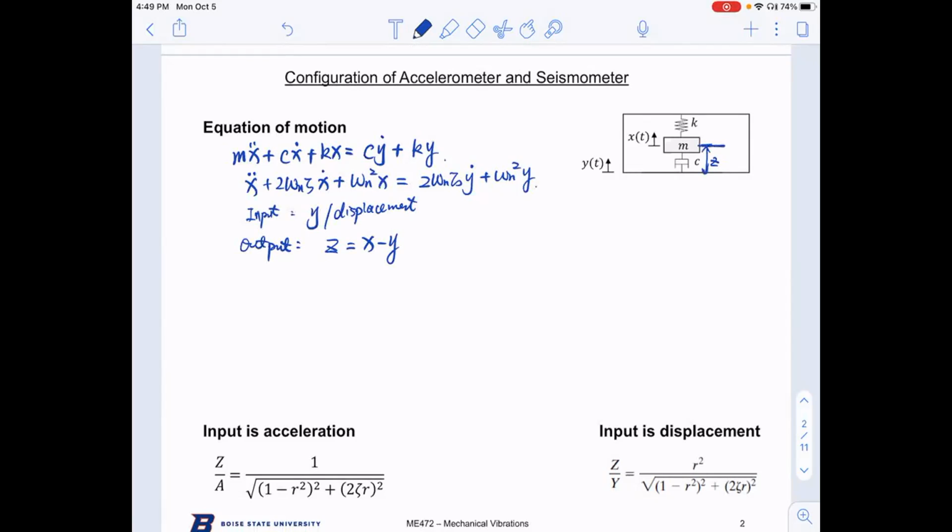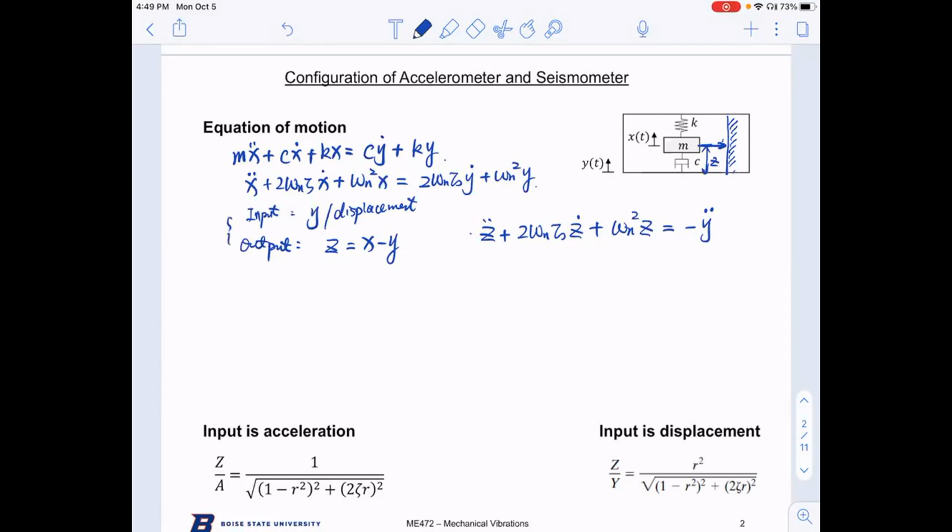In practice, the easiest way is you have a pointer inside of the casing, and you're going to have a potentiometer. As this pointer moves up and down, you can measure the relative displacement z. So if you replace x minus y by z, then your ODE becomes z double dot plus 2 omega n zeta z dot plus omega n squared z equals minus y double dot.